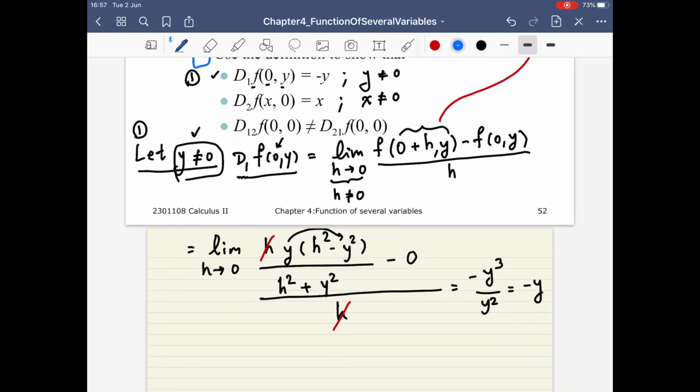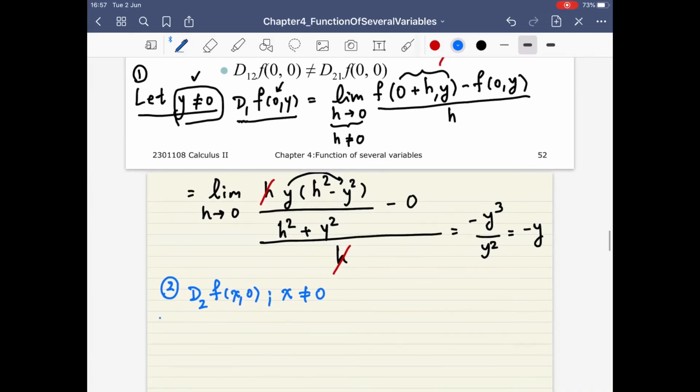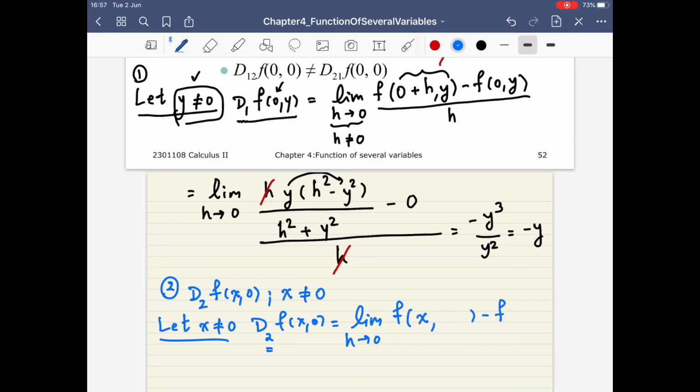So let's look at the second problem. The second problem, you want to find d2f at (x, 0), where your x is not 0. So you start by letting your x be not 0, then you are finding the limit as h goes to 0 of f. Right now it is d2, so the only thing that's changed is your y. So it is the x that's fixed, okay, but your y changes.